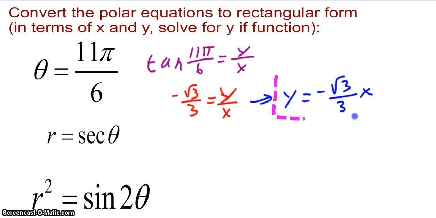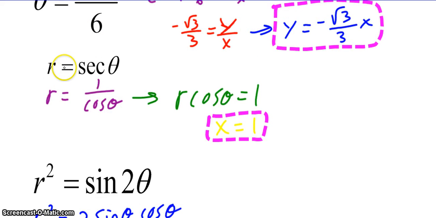So what is that? That is the equation of a line. So now I want you to pause the video and convert the other two. Unpause when you're ready to check your work. Okay, for the second one here, r equals secant theta. Secant is 1 over cosine, so r cosine theta equals 1, therefore x equals 1. That is a vertical line.